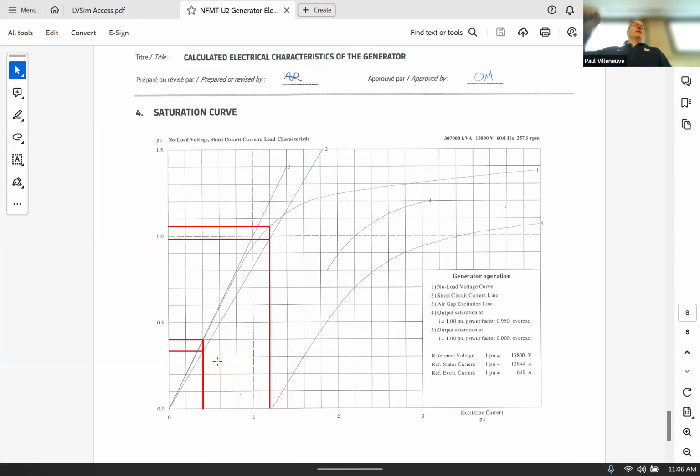So we're going to run our machine with an open circuit. Then we're going to put in 1 amp of excitation current, then 2 amps, 3 amps, 4 amps, all the way up until we get this maximum value.